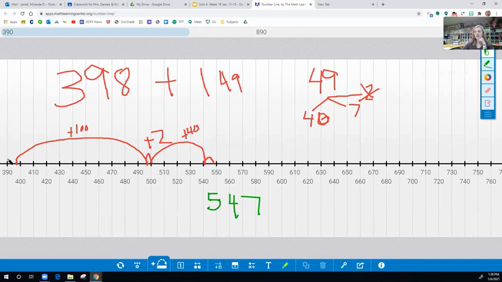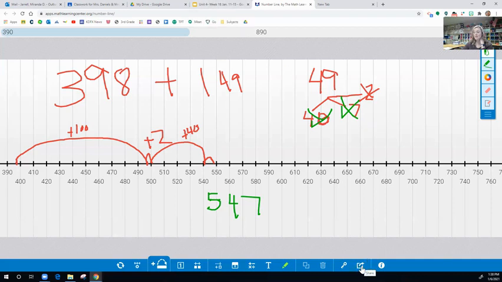Let's check our work. 398 plus 100, 498. 498 plus 2 is 500. 500 plus 40 is 540. And then 540 plus 7 is 547. So we've done both of those. So 547 is our answer.